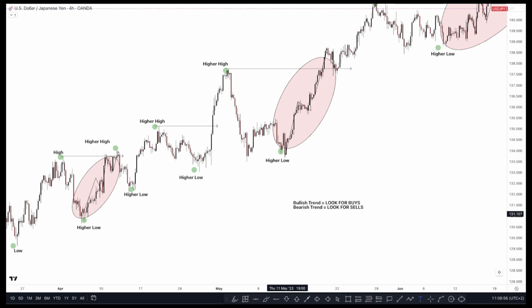Then we are going to get into that where we show you how to enter or what it is that you need to look for to enter a trade. But for now, let us just deal with this.